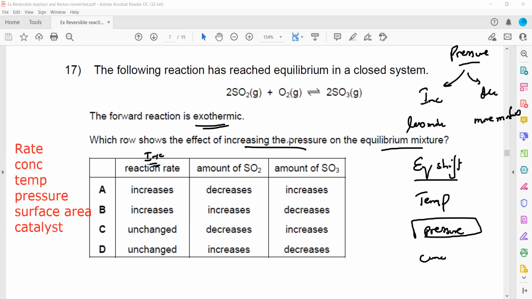So in the question, we are increasing the pressure. When we work out the number of moles, 2 plus 1, the total moles of reactant are 3, and total particles of the product are 2. So increasing the pressure shifts the equilibrium towards the side of less moles, so it will shift towards the right hand side. As the equilibrium shifts towards the right hand side, the percentage of sulfur trioxide will increase and the amount of oxygen and sulfur dioxide will decrease. So the option which matches is A. Is it clear? Question 17.